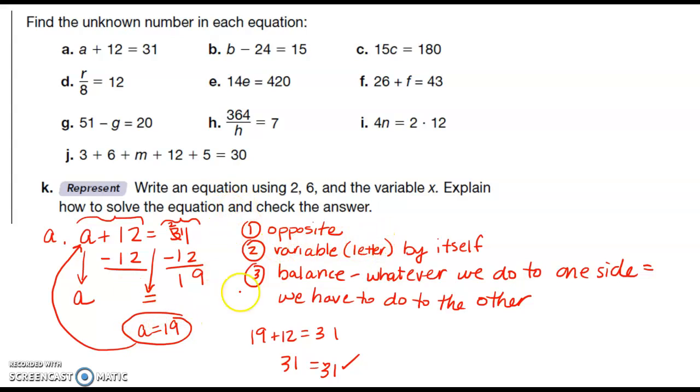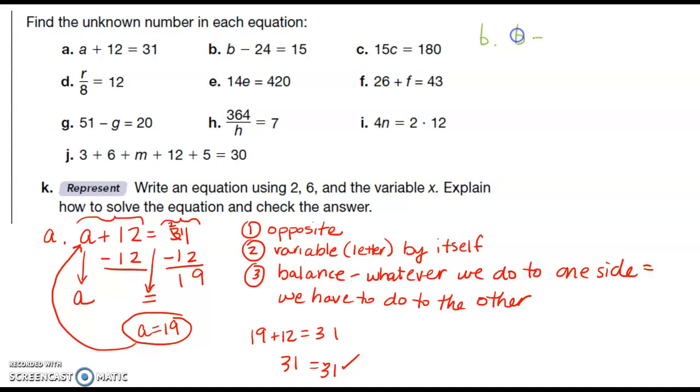That's my answer. Okay, let me change colors. And if you don't understand it right now, that's okay. If you have a little bit of frustration, that's okay. We're going to do lots and lots of these problems. Make sure that you ask me questions and that you write everything down in your spiral. Okay, so let me do B up here.